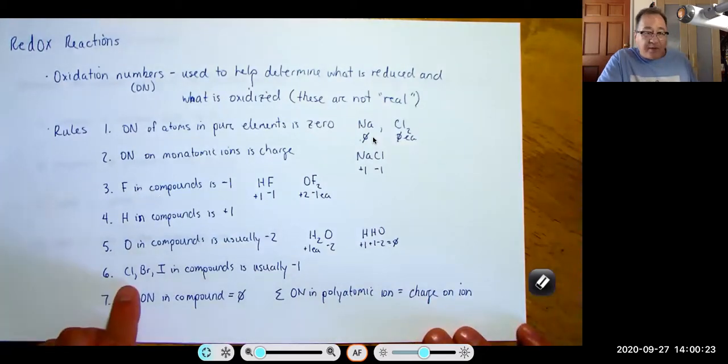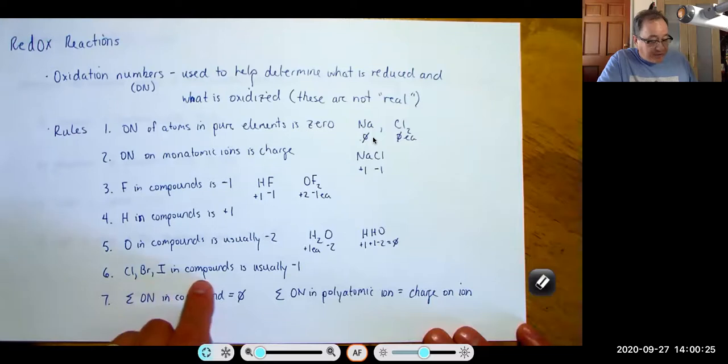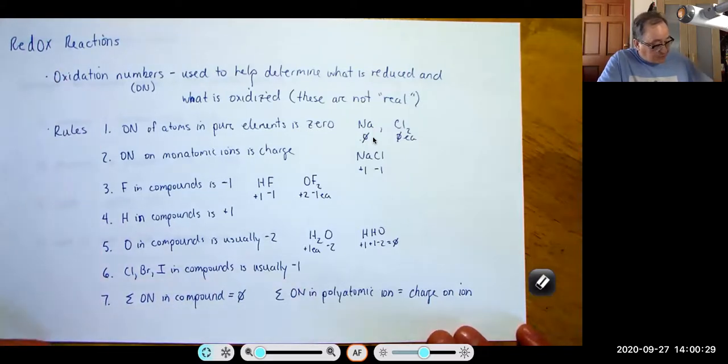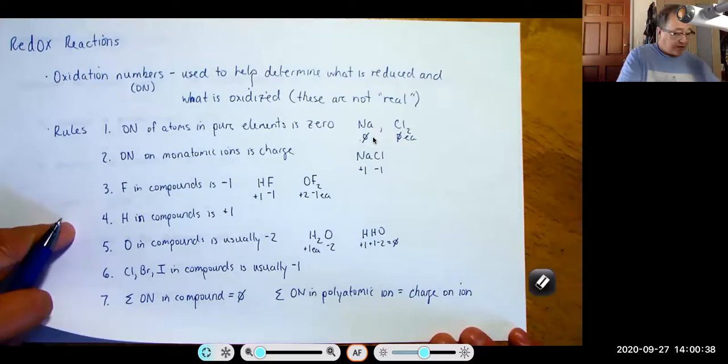Chlorine, bromine, iodine in compounds is usually -1. But these are in order of importance, okay? So you do them in this order. And lastly, the sum of the oxidation numbers in the compound is 0, and the sum of the oxidation numbers in the polyatomic ion is the charge on the ion.